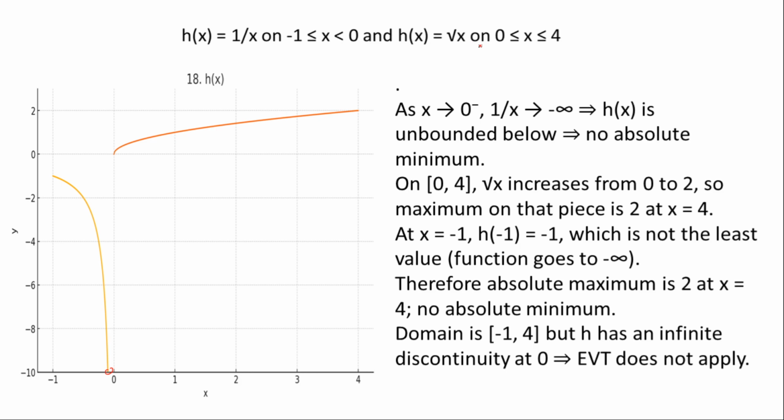And h of x equals root x on 0 to 4. This is the root x graph, and these are included, a closed interval. So the absolute maximum is at x equal to 4, where root x is the square root of 4, that is 2, so the coordinates are 4 comma 2. That is the absolute maximum, and there is no absolute minimum. Here the function is discontinuous, there is a discontinuity at 0, so the extreme value theorem does not apply.